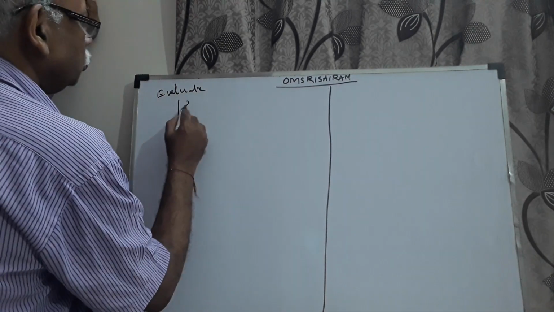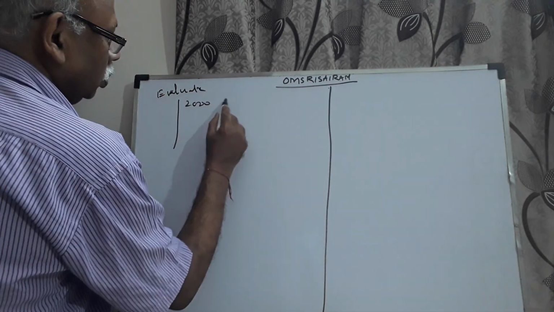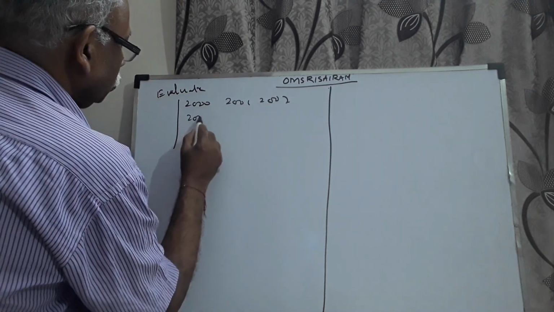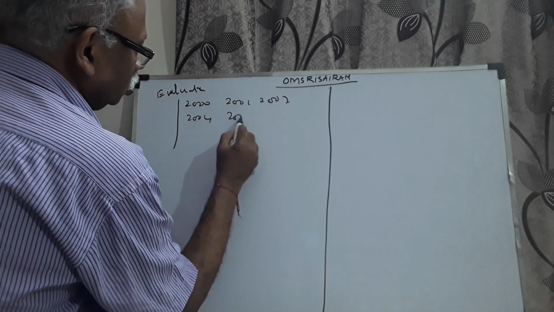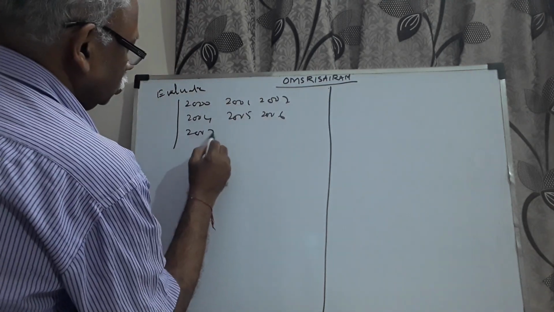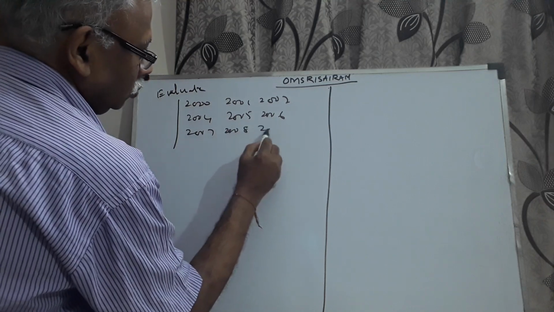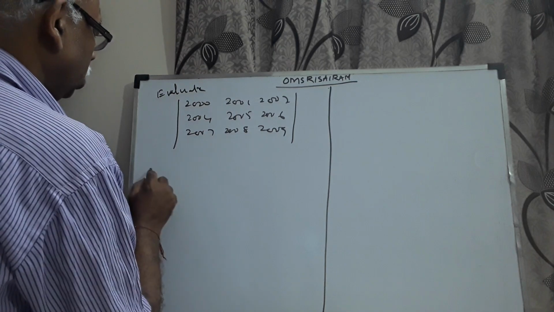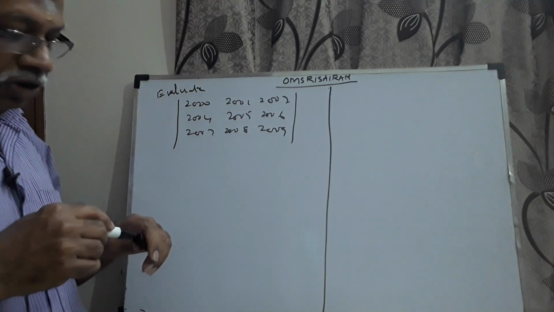the determinant 2000, 2001, 2002, 2004, 2005, 2006, 2007, 2008, 2009 without actual expansion. That is a question given to you.